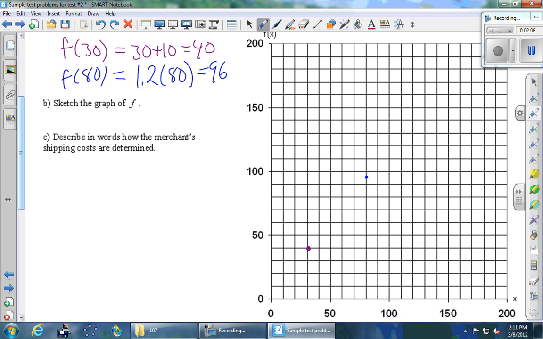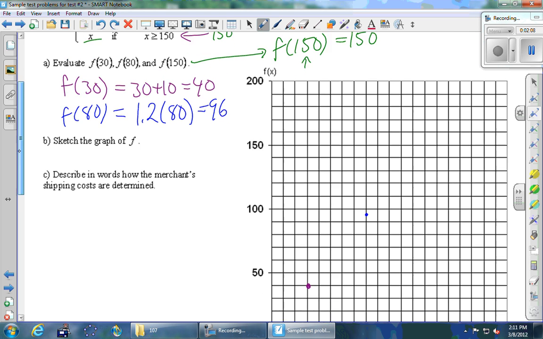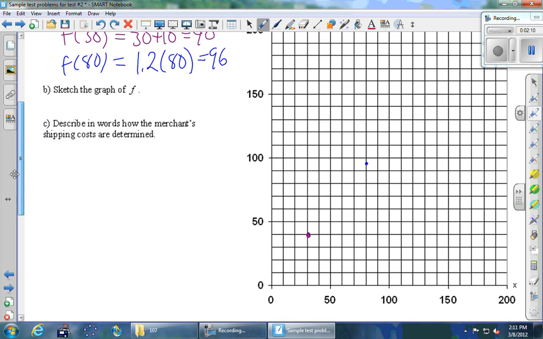And the last point was just off the top of the screen, 150 and also 150. So we'll plot that in green. There. Okay, so I've got three different rules, three different parts of my function. I've got three different colors, so let's do them separately.